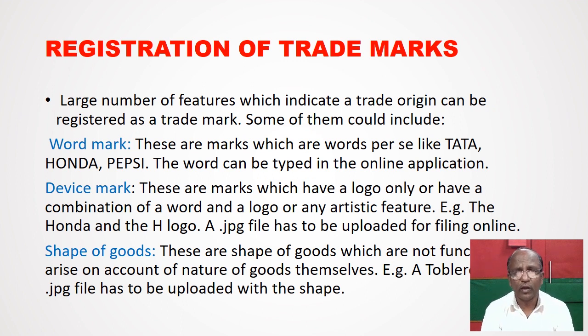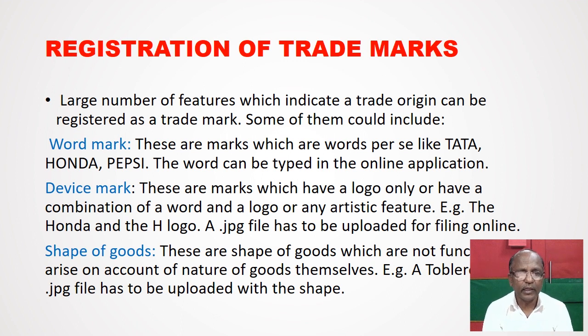So what can be registered? What features can be registered under this registration process? Some of them include word mark. Word marks are marks which are words per se, like Tata, Honda, Pepsi. The words can be typed in the online application. You are required to type the word in the online application. Another feature you can register is device mark. These are marks which have a logo only or have a combination of word and logo. So for an artistic feature, for example the Honda H logo, you are required to upload the JPG file while filling the online application form.